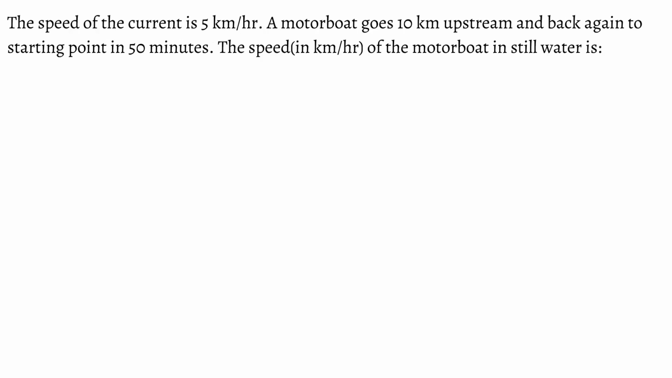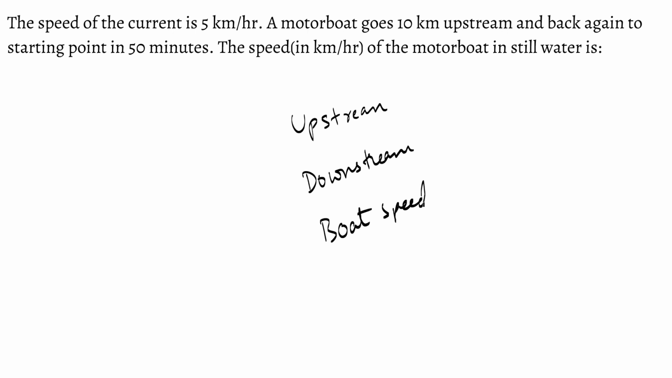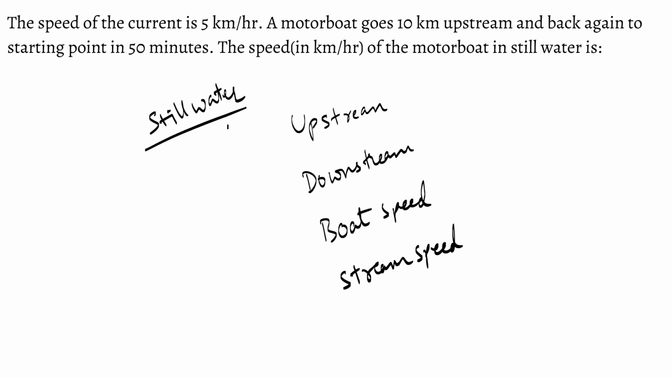So now we shall learn about boats and streams. This is a new concept. In boats and streams, we have some terms like upstream, the second one is downstream, the third term is the speed of the boat, and the fourth one is the speed of the stream. And we also have something called still water, right? What is still water? If the speed of the water is 0, if the water is stationary, not moving, like in a lake, then it is known as still water.